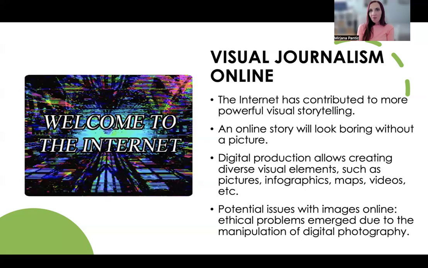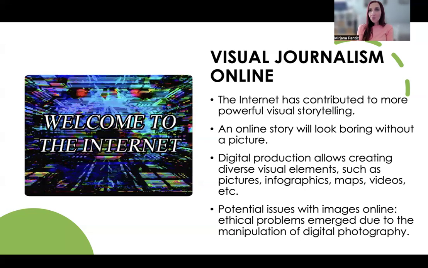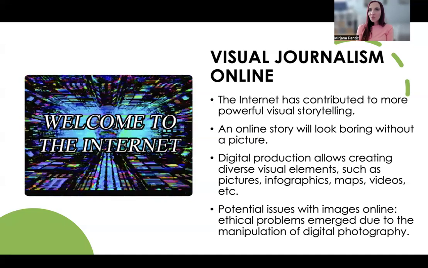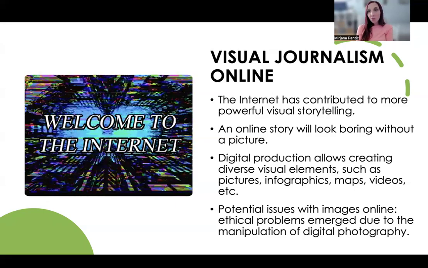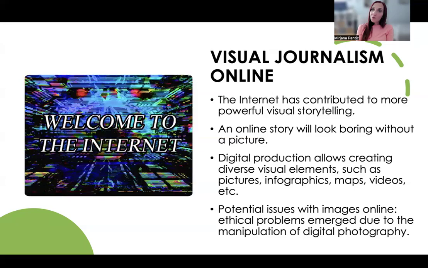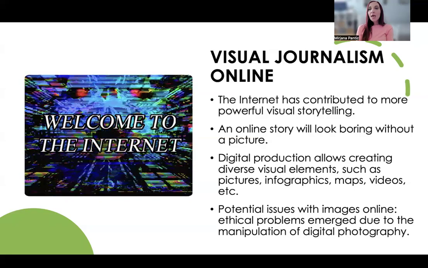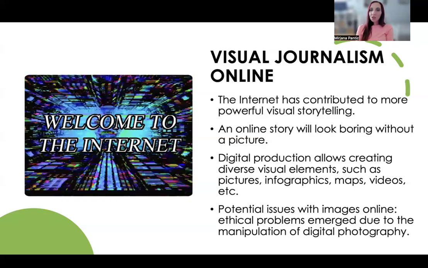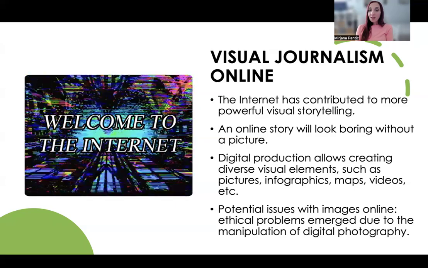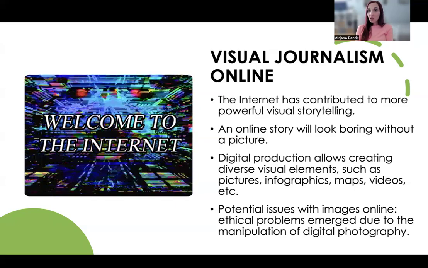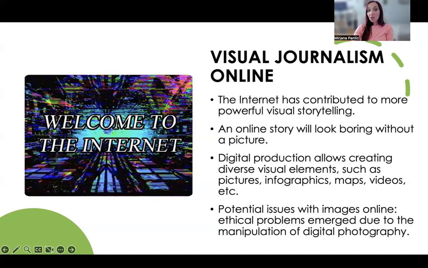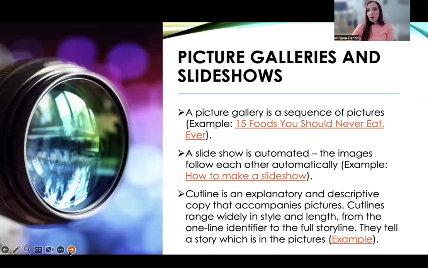This is something that can happen really easily. Why? Because more and more people are using AI, and AI is becoming more and more sophisticated. So it is frequently difficult to distinguish between images produced by real people and images produced by artificial intelligence. So there are definitely ethical problems that emerge due to the manipulation of digital photography, and you should keep that in mind.